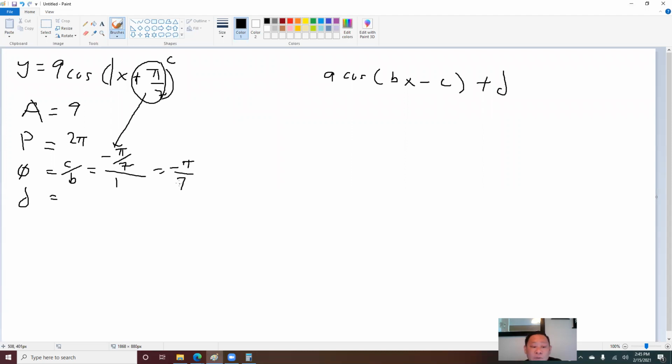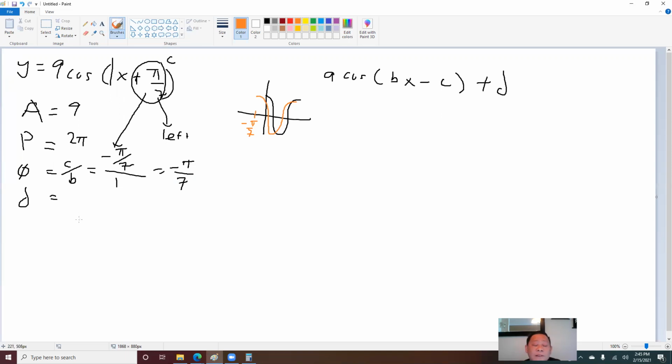So what is phase shift? Do you know what a phase shift means? I believe it's where it starts from on the graph. Yep. And when you have a negative like this, do you move left or right? Left. Yes. Usually the cosine graph starts at 0, right? Yes. Because of this phase shift, you have to move it to the left by negative pi over 7. That's the meaning of the phase shift.